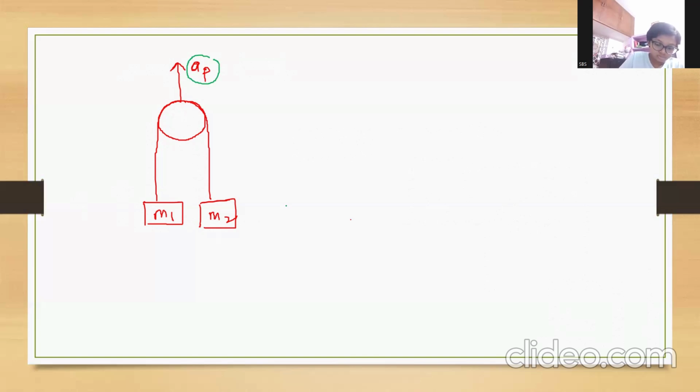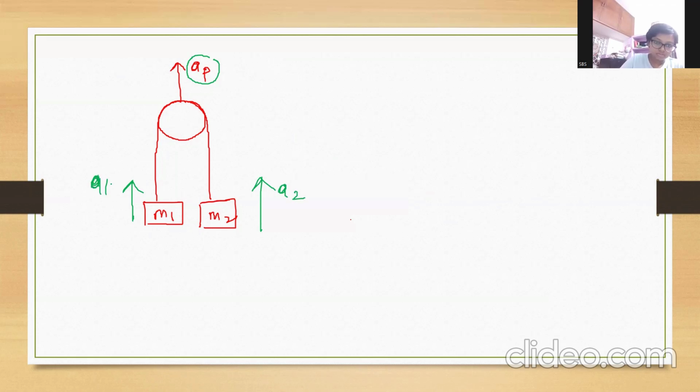Direction I'm not at all interested in. I just want to say that the magnitude of acceleration in this case of the two blocks will not be the same. Then if it is not the same, you can take any direction. If you take a direction like this, A1, you can take A2 like this as per your convenience. A1 is the acceleration of the first block, A2 is the acceleration of the second block.